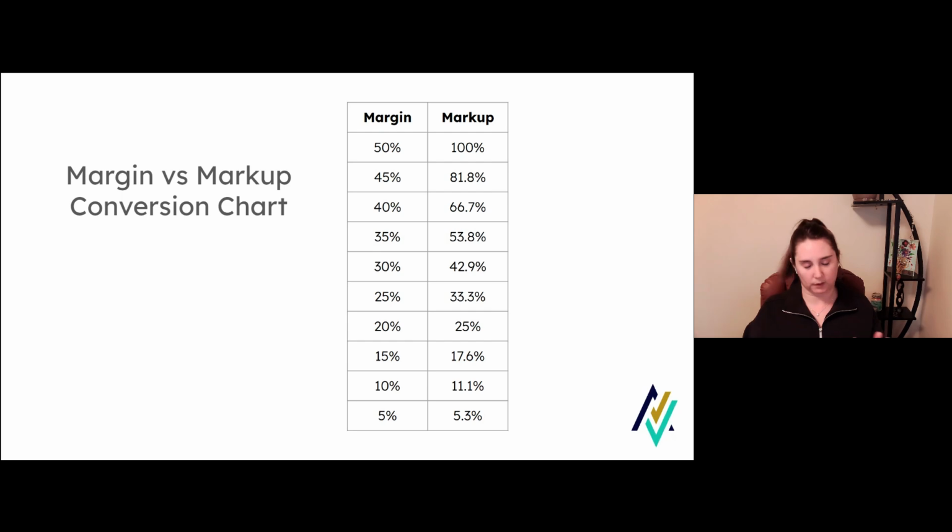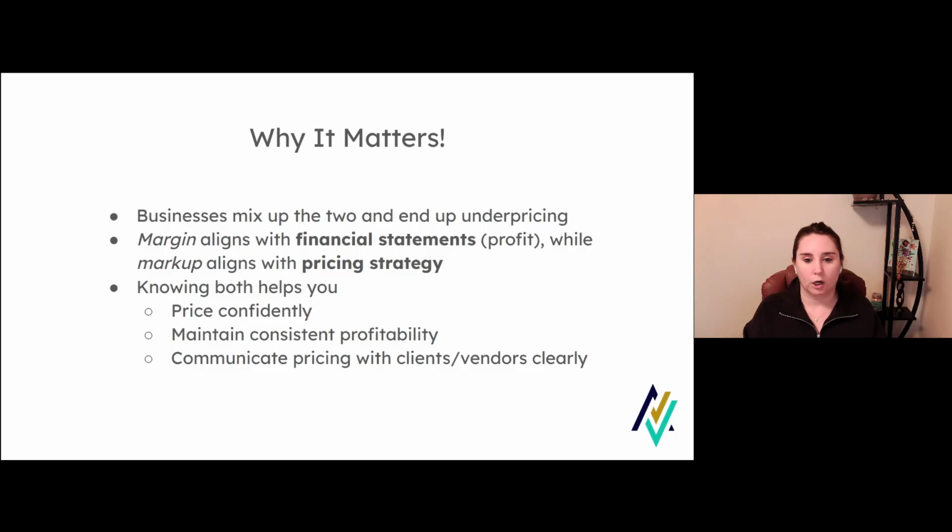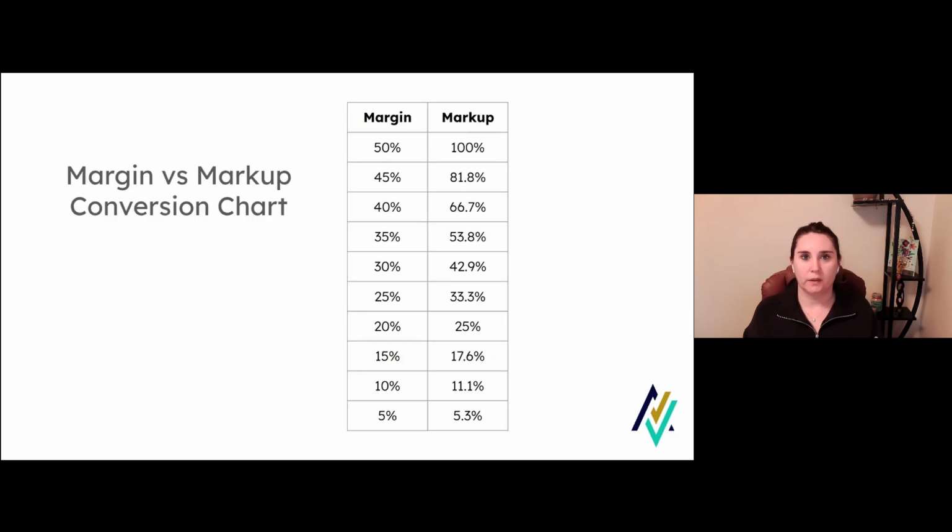And to go back a little bit, when you are talking about margin, that's really about what is going to help the rest of your business fall in line with being profitable.